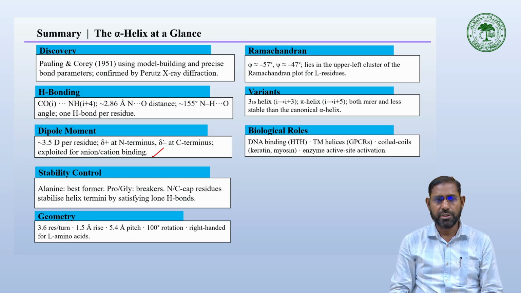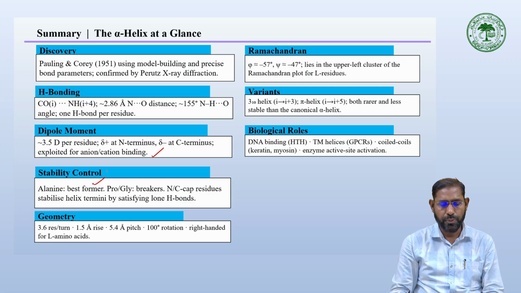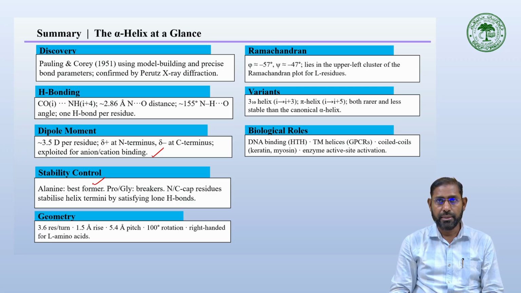Then we also discussed stability control. Alanine is the best former, and proline and glycine are the breakers. The N and C cap residues stabilize the helix termini by satisfying the lone hydrogen bonds. Then the geometry is 3.6 residues per turn, with a 1.5 angstrom rise. Then 5.4 angstrom is the pitch, a complete helical turn. Then we have 100 degree rotation, right-handed for L amino acids, meaning most helices are right-handed with L amino acids.